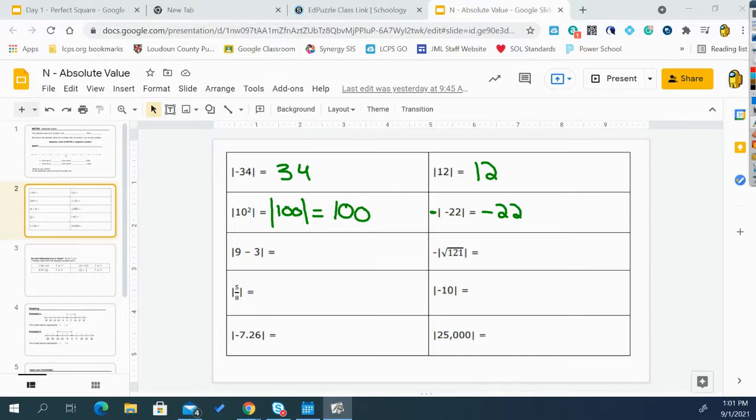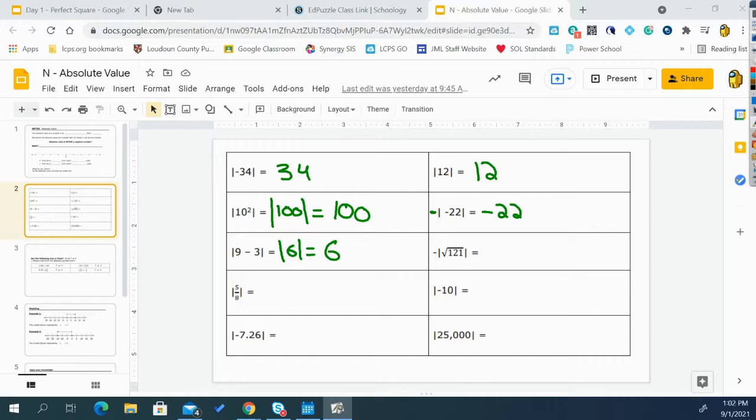The next problem says the absolute value of 9 minus 3. So notice how we have a problem inside our absolute value bars. But just like we said before, all that means is solve the problem on the inside first and then apply the absolute value. So before we could do absolute value, we need to do 9 minus 3. If you do 9 minus 3, you end up with 6. So the absolute value of 9 minus 3 becomes the absolute value of 6. And then the absolute value of 6 is simply 6.